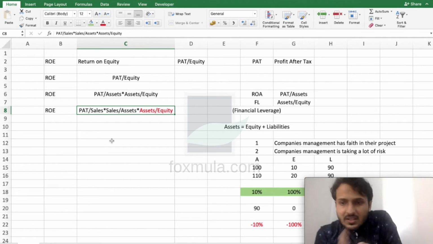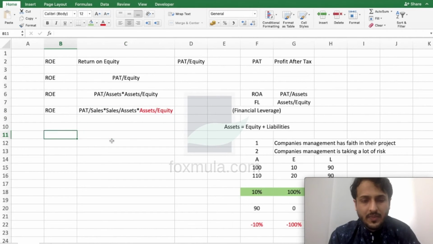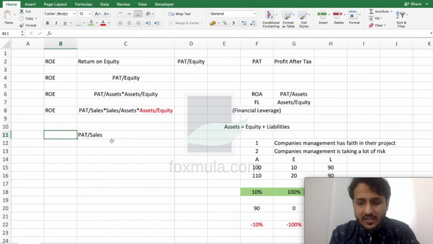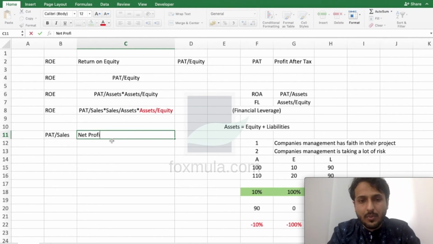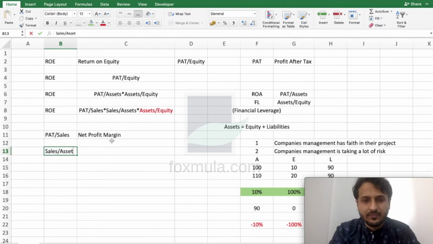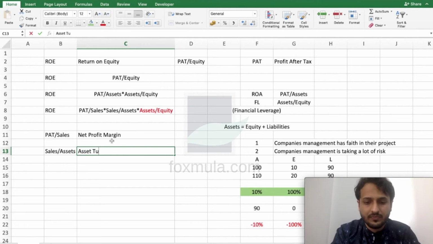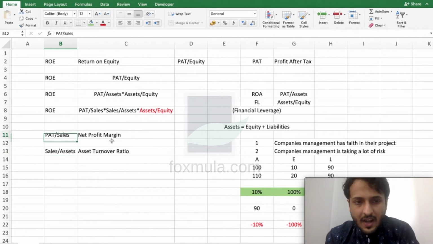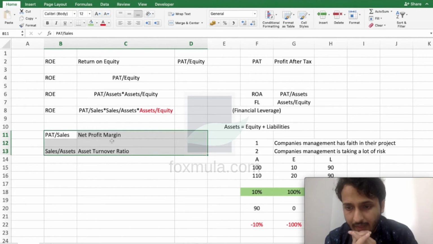What we'll do is we will discuss the first two ratios as well. Over here, I can say my PAT upon sales, that is my PAT upon revenue, is nothing but PAT margin or net profit margin. So this is my net profit margin. Let me write this over here and I'll name it here. That is my net profit margin. And my sales upon assets is nothing but asset turnover ratio. So let's quickly understand these two ratios in the context of a business. Let's take an example and understand it from there.